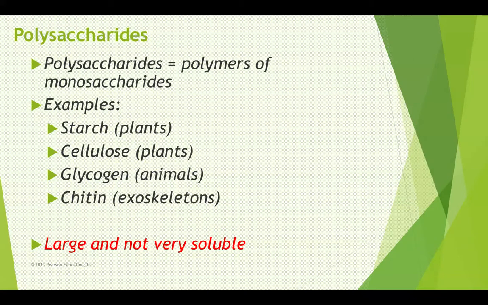Polysaccharides. These are large polymers of monosaccharides. So many monosaccharides joined together will build a polymer, a polysaccharide. Examples are starch in plants. Starch is actually a structural polysaccharide.